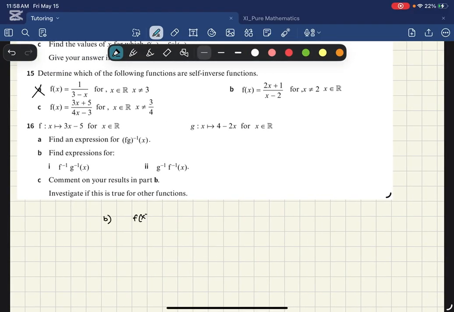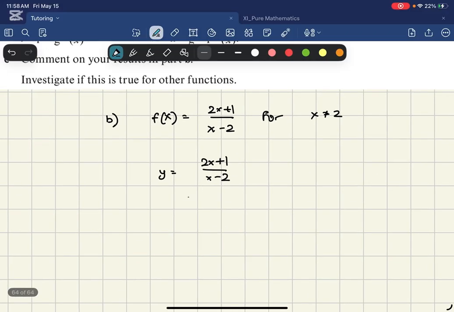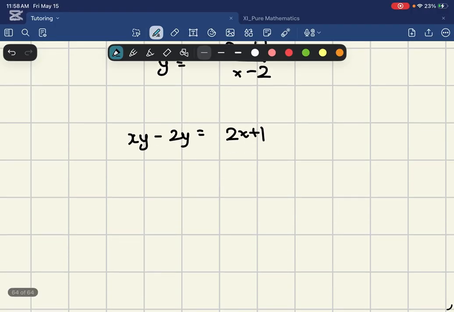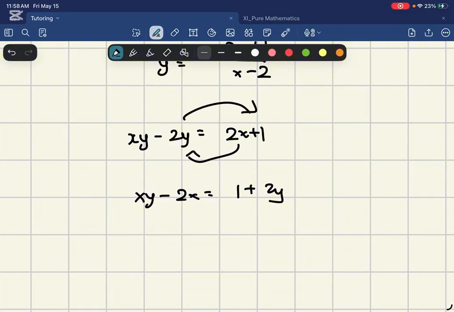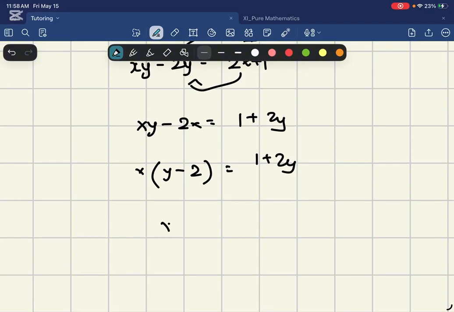We have f of x is equal to 2x plus 1 divided by x minus 2 for x not equal to 2. y is equal to 2x plus 1 over x minus 2. And if I multiply by x minus 2 on both sides, I get xy minus 2y is 2x plus 1. Right? So now I have xy minus 2x is equal to 1 plus 2y, because I want to isolate x. So I bring my x terms to the left-hand side and take this term to the right-hand side. So I can factor out the x. I get this expression. And finally, x is going to be 1 plus 2y divided by y minus 2.